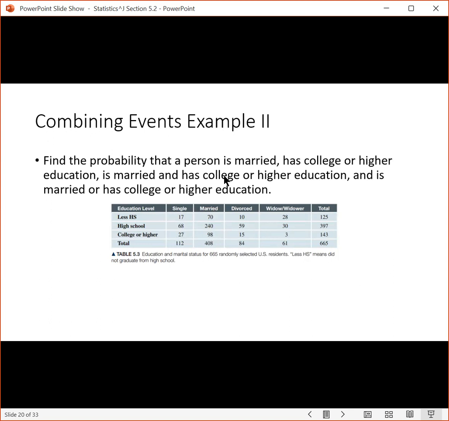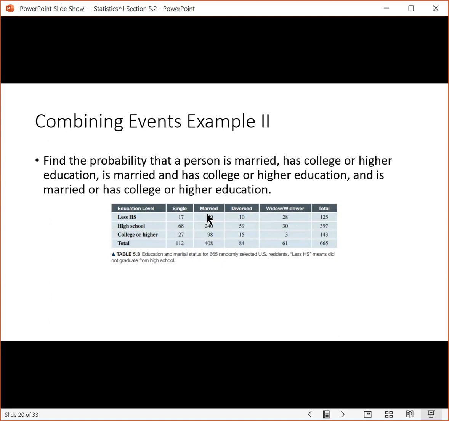And then finally, we have married or has college or higher education. So that means, or means we want to count everyone who meets either criteria. So these people are all going to be counted. These people are all going to be counted. So you can go through and say this whole row, this whole column, and this whole row. If we add those 408 and 143, then we're going to get close.